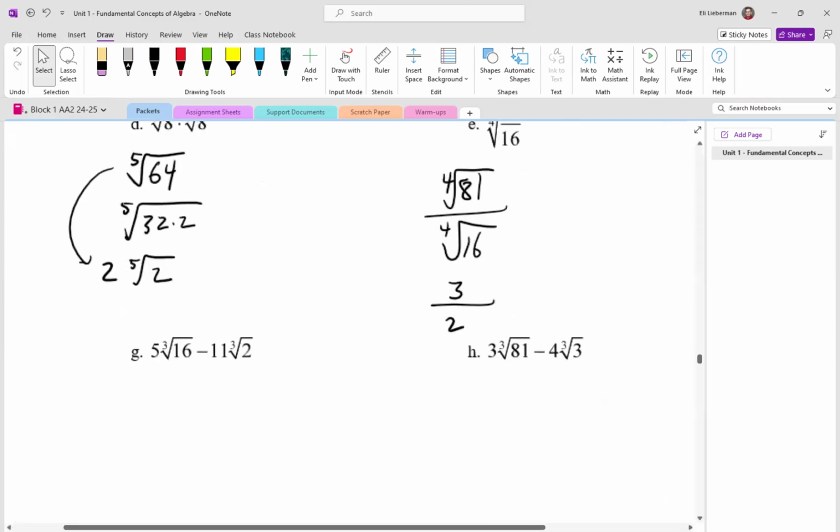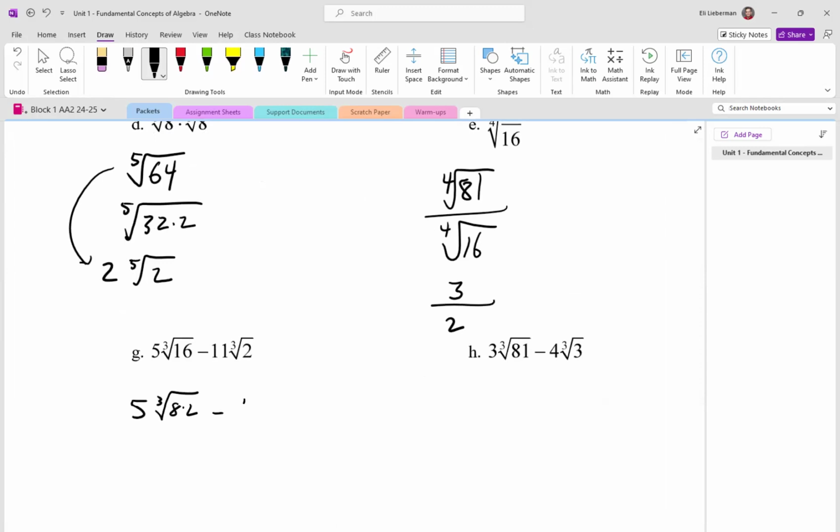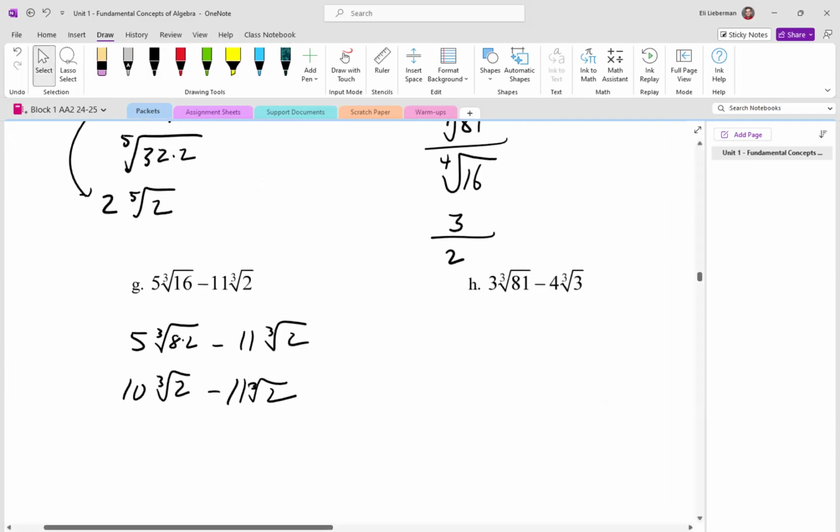Inside that 16 is an 8. 8 times 2 minus 11 times the cube root of 2. 8 gets out, so the 5 becomes 10. 10 times the cube root of 2 minus 11 times the cube root of 2. Can we add these together? Heck yeah, we can add them together, leaving us with negative cube root of 2.